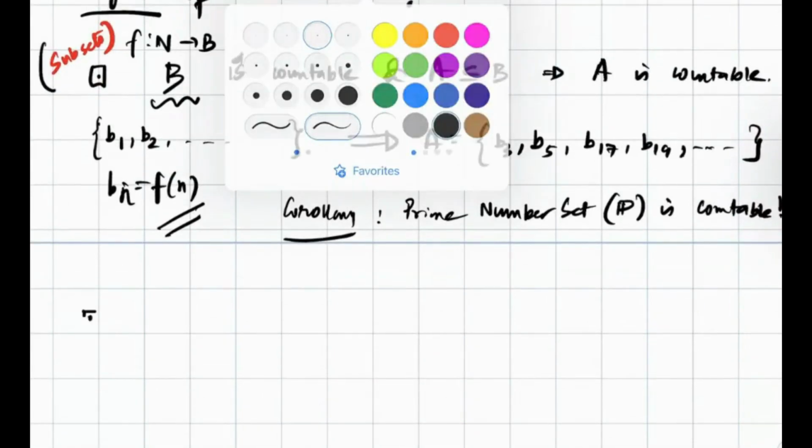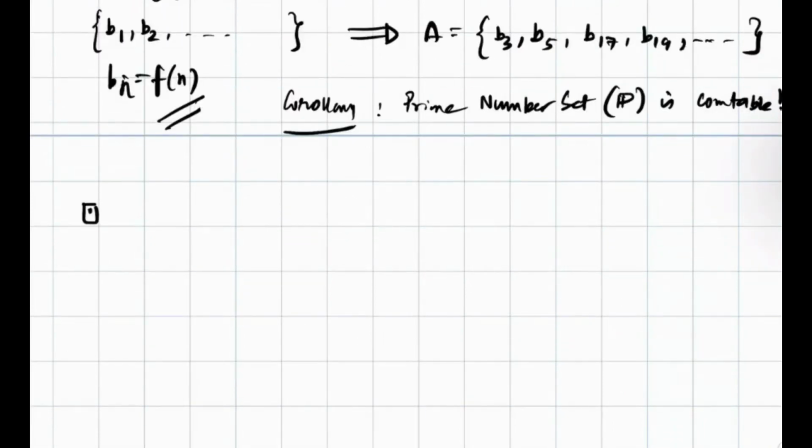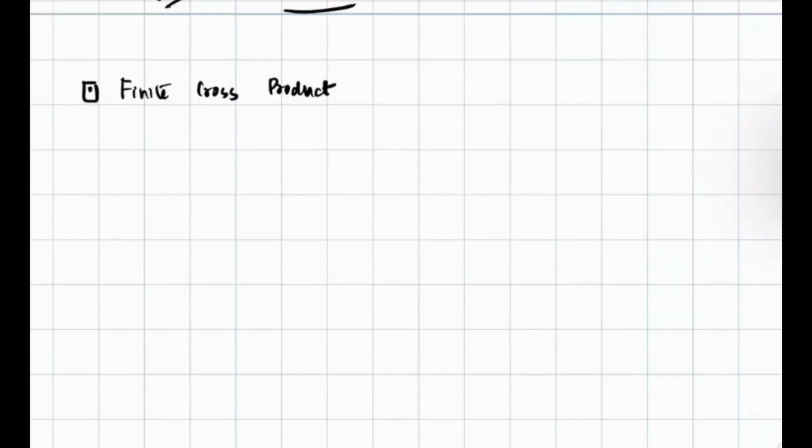Okay, the next property. Next property is very interesting. It's called finite cross product. I hope all of you know the cross product of two sets, right? If not, I will give an example.